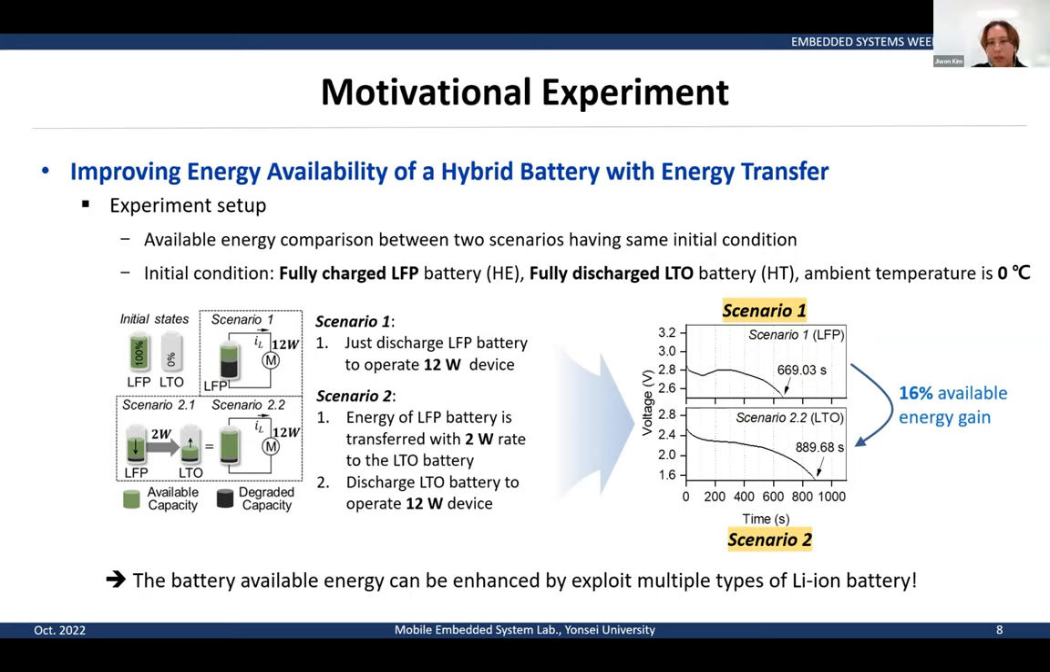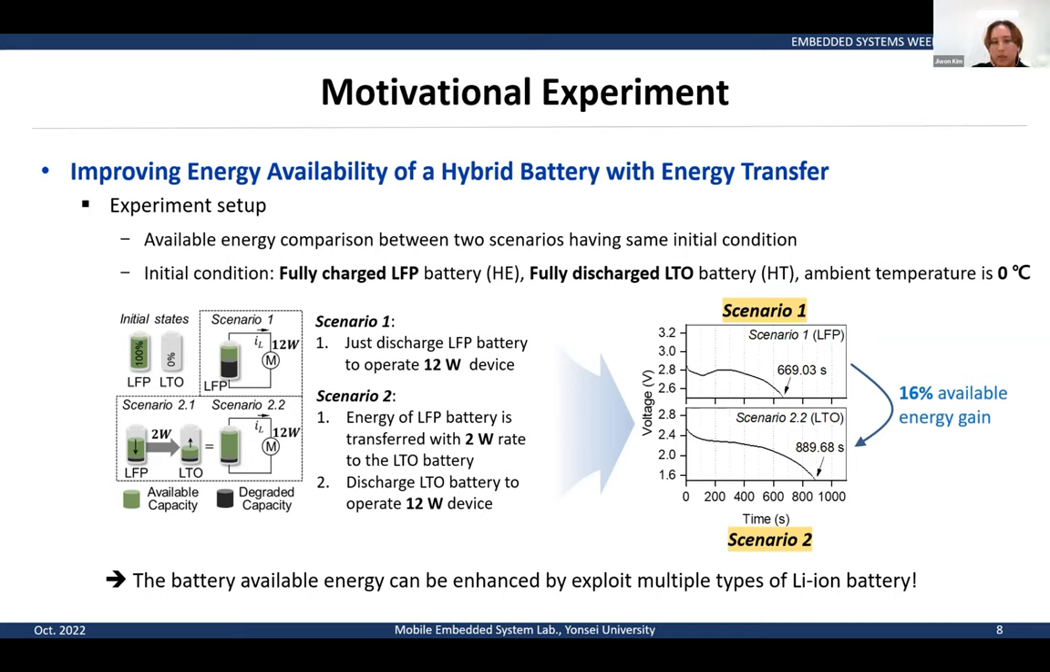We set up the experiment with two different scenarios as shown in the figure on the left. The first scenario is just to use a fully charged high energy battery, LFP, to power the device operating at 12 watts. And the second scenario is to use the high tolerance battery, LTO, to power the device after the energy transfer from LFP to LTO with a low current rate.